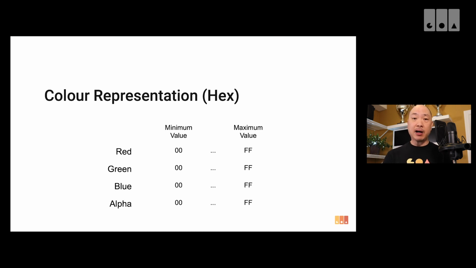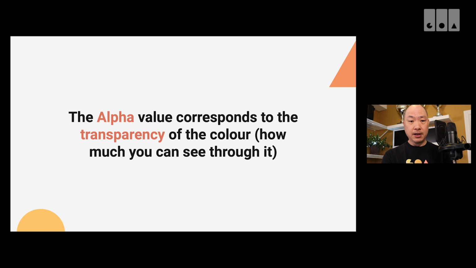So in the same way the RGB goes from 0 to FF, the alpha value also goes from 00 to FF. FF being completely opaque, so it's completely non-transparent, and 00 is completely transparent, or in this case it would be invisible. And anything in between would be various grades of transparency. So basically the alpha value corresponds to the transparency of the color, how much you can see through this color.